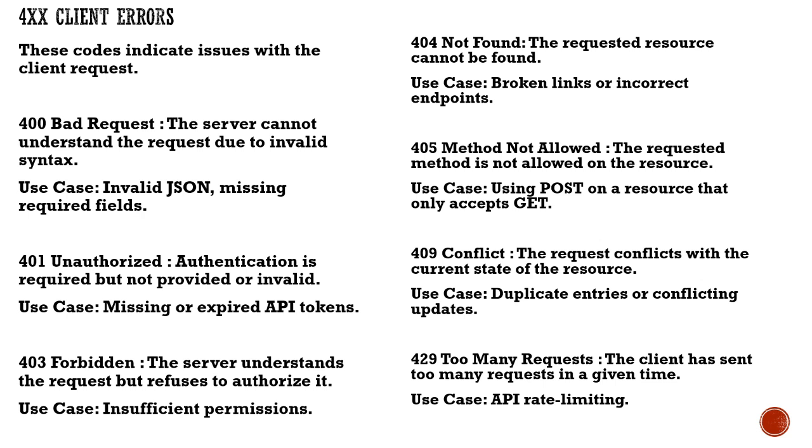Now 403, forbidden. The server understands that the request has come, but it doesn't allow access, so it will refuse to authorize it. Let's say the user who is trying to access it has not got the permission. So either you will not be allowed to access that request, or you have to align to the particular permissions or role which will allow access to this resource.